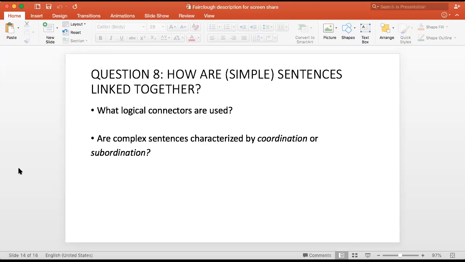What logical connectors are used? Logical connectors are words like nevertheless, however. So words that actually connect the simple sentences, right? Nevertheless, however. What other logical connectors do we have in English? Anyone with grammar can help. Yes, Naima, what other logical connectors do we have?